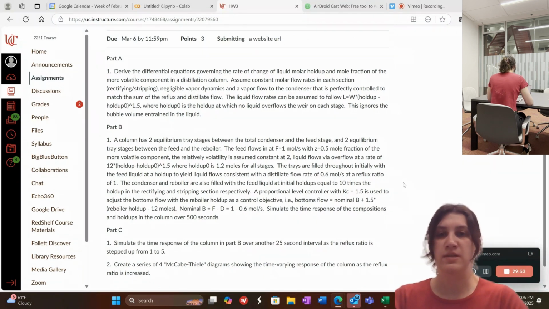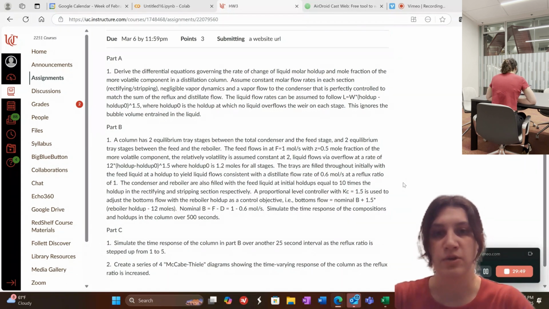The problem states a column has two equilibrium trays set between the total condenser and the feed stage, and two equilibrium stages between the feed and the reboiler. The feed flows at F equals 1 mole per second with Z equals 0.5 mole fraction of the more volatile component. The relative volatility is assumed constant at 2.